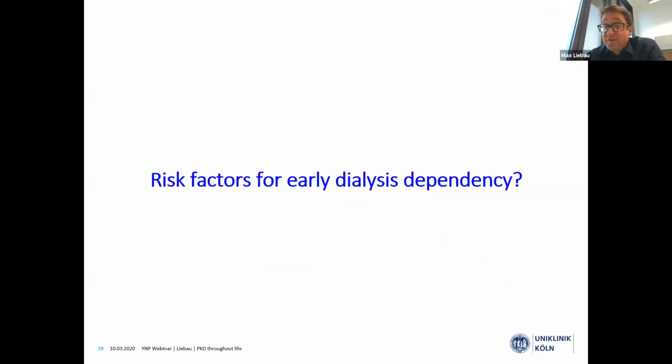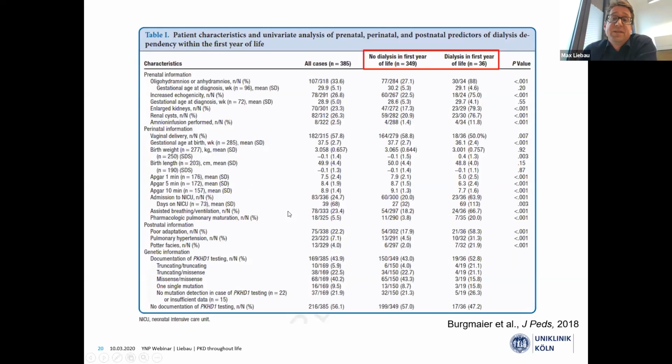Are there any risk factors for early dialysis dependency that we could identify? Yes, there are. This is a table, and I don't want to go through all the details, but it's one of the works we did a couple of years ago where we compared children with dialysis in the first year of life to children that did not require dialysis in the first year of life. And we looked at all the prenatal, perinatal, and postnatal information, trying to identify risk patterns that would be easily available and would help us to counsel these patients. And what we found is that there were a number of things that were significantly different, both in the univariate analysis as also in the multivariate analysis that I'm not going to show you.